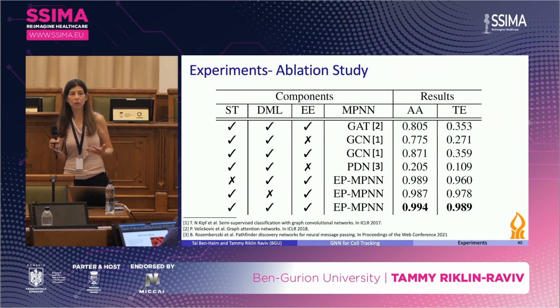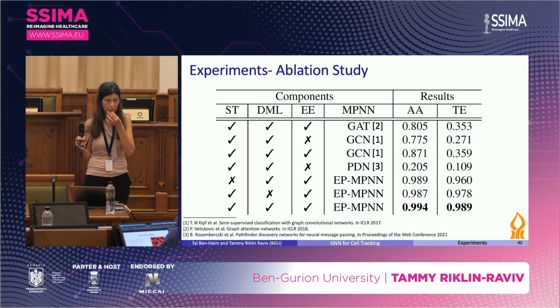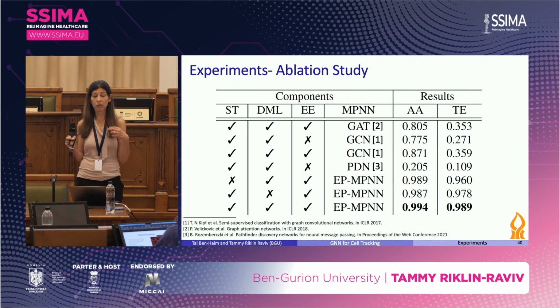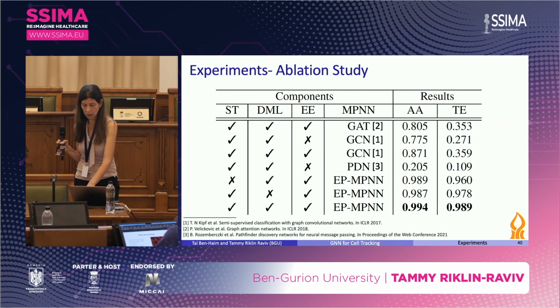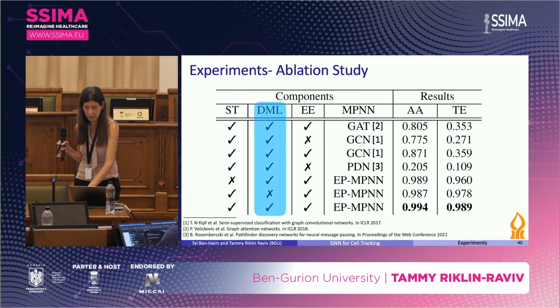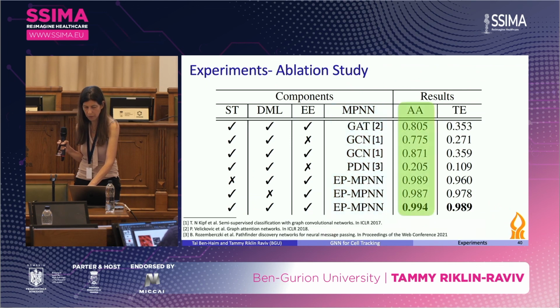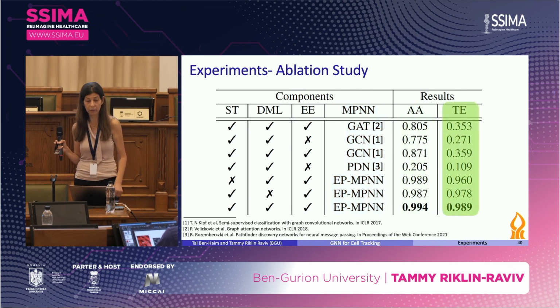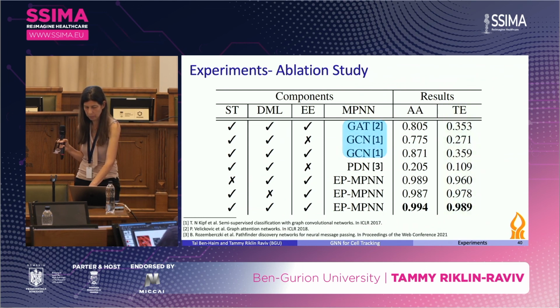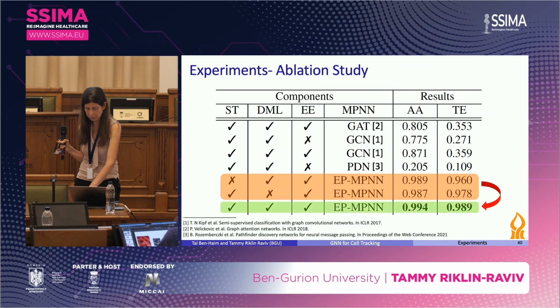We did some experiment, an ablation study, with and without spatiotemporal features, deep metric learning features, edge encoder, different structure of graph blocks and for the different quality measure. And in all, our algorithm outperformed the others.